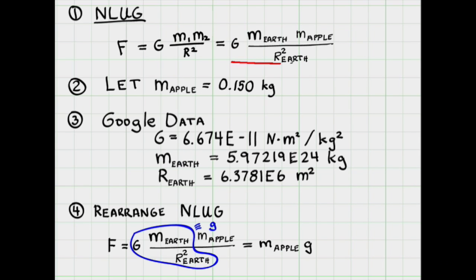Before doing calculations on this equation, I'm going to rearrange the equation as shown here. And the reason why is that the constant G, the mass of the Earth, and the radius of the Earth are all constants. So I can group these constants together and call this a new constant, which I'll identify with the lowercase letter g. Now I'm ready for calculations.